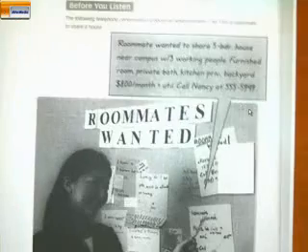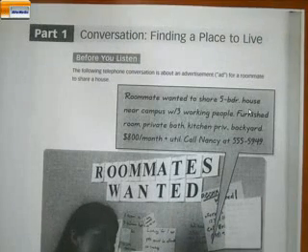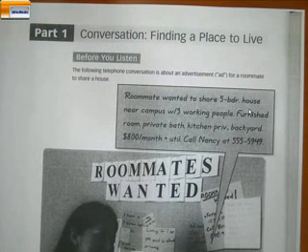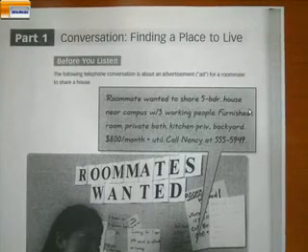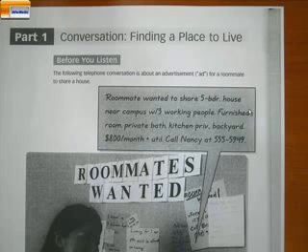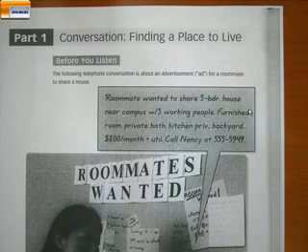We'll be doing that in a moment. And the name of our conversation, or the title rather, is Finding a Place to Live. The following telephone conversation is about an advertisement for a roommate to share a house. And there we see the advertisement. Roommate wanted to share a 5-bedder, that's bedroom house, near campus, w/ means with 3 working people, furnished room, private bath, kitchen privileges, backyard, $800 per month, plus util. Util means utilities, electricity and water.